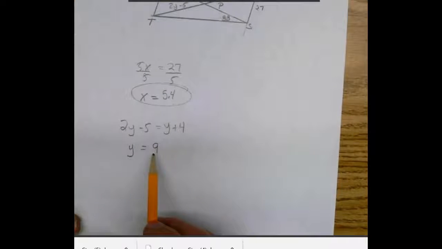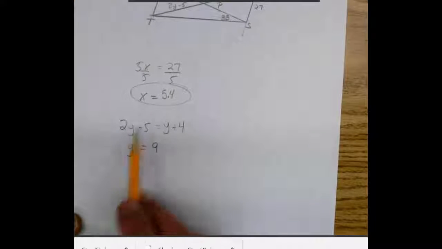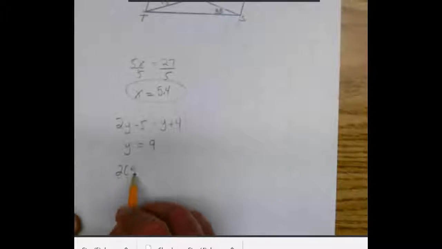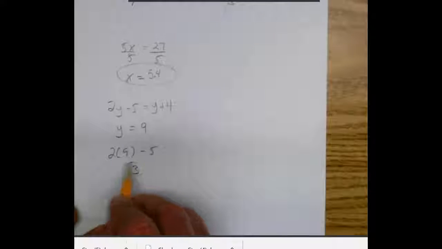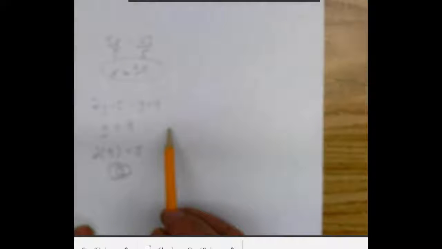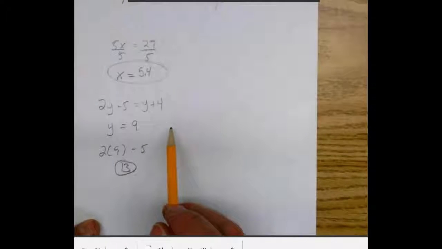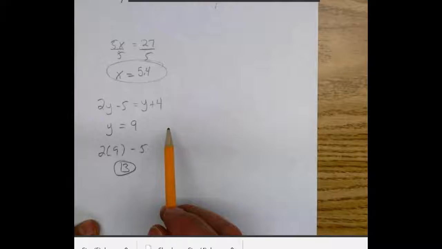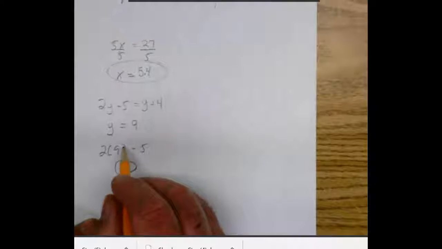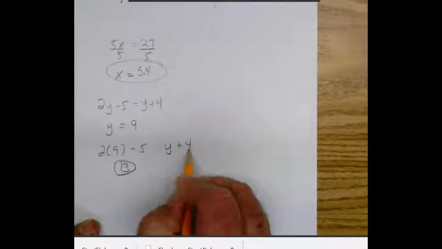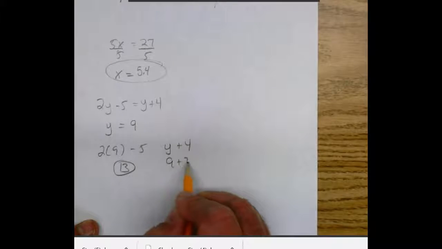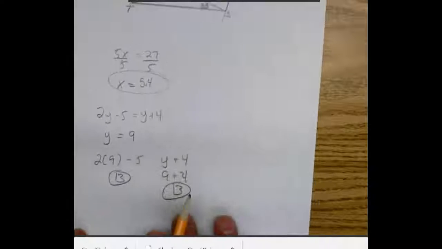And then we can plug in this one side, 2 times 9 minus 5. So that would be 18 minus 5, which is 13 for that side. Then we just want to make sure the other side is the same. The other side is y plus 4, and y is 9, plus 4. And that's 13, so that works as well.